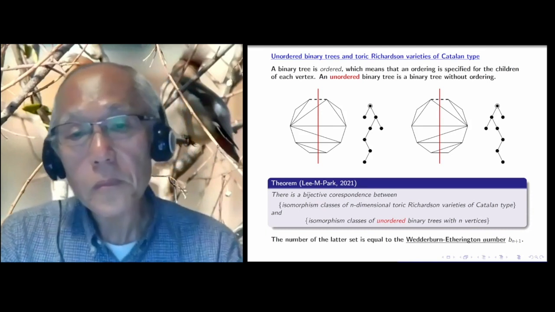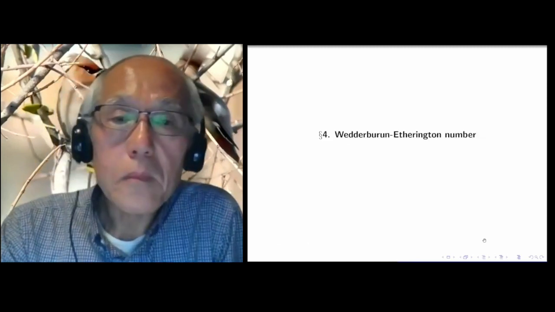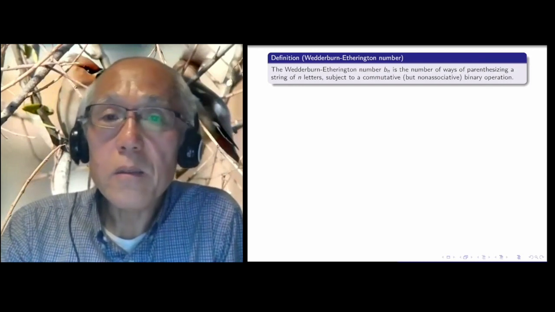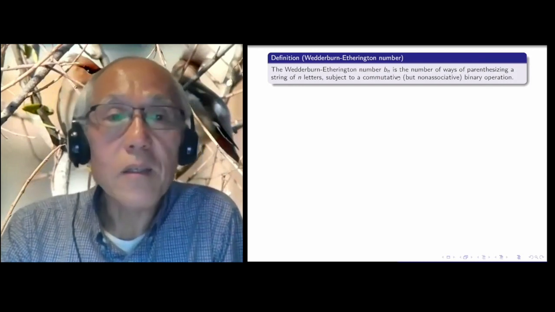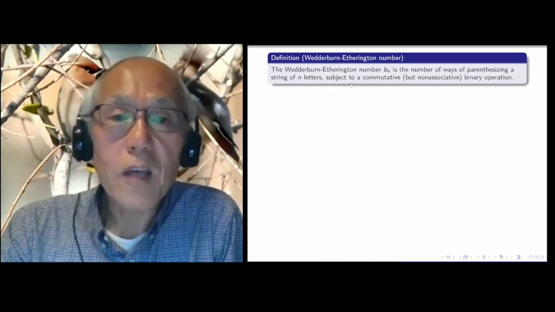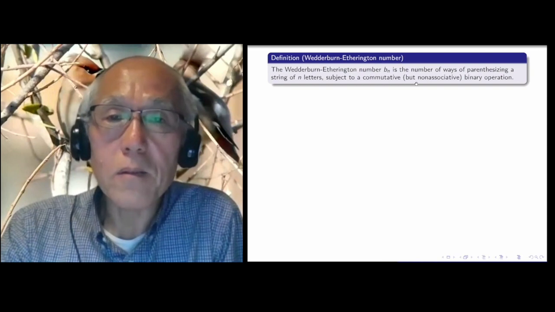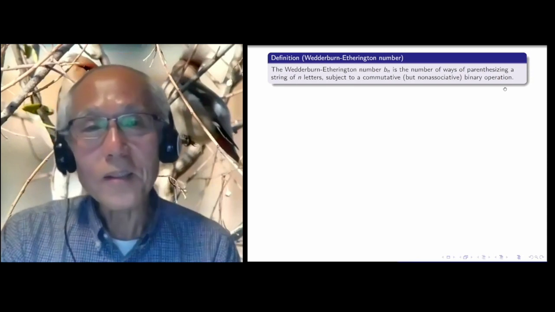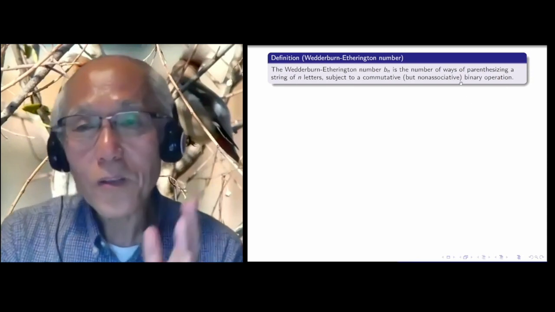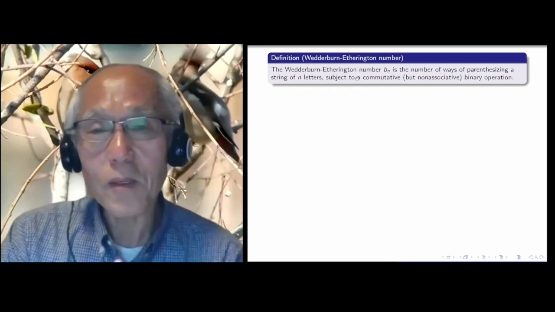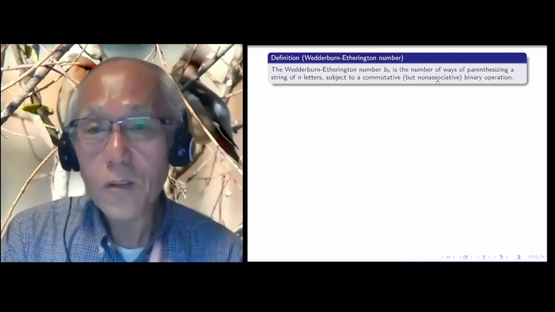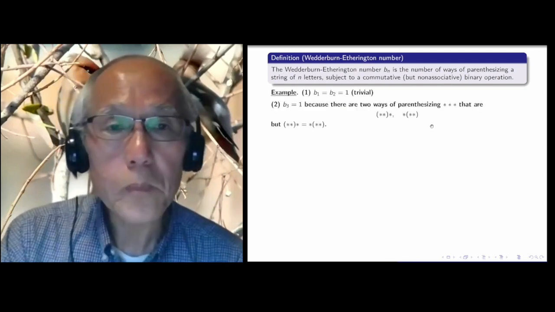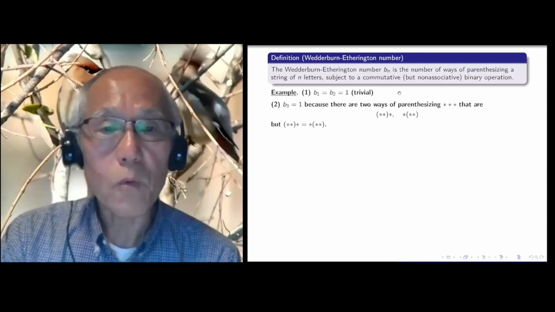the Wedderburn-Etherington number is. The Wedderburn-Etherington number B_n is the number of ways of parenthesizing a string of n letters subject to a commutative but non-associative binary operation. The Catalan number is quite similar. It's non-associative and also non-commutative. But here we assume commutativity.